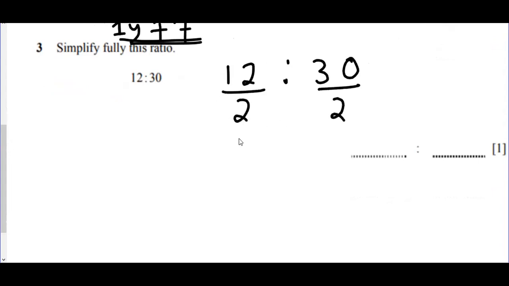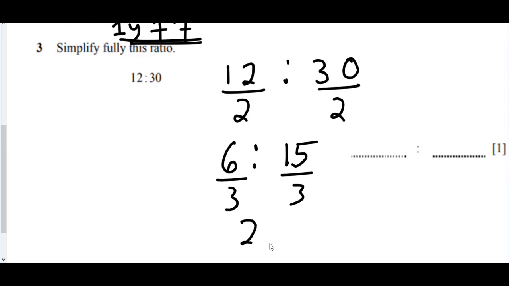And what is 12 divided by 2? 6. 30 divided by 2? 15. Now, that is not the final answer, because we still have a number which divides both. That number is 3, so divide by 3 there, divide by 3 there. So this will be 2 ratio 5.